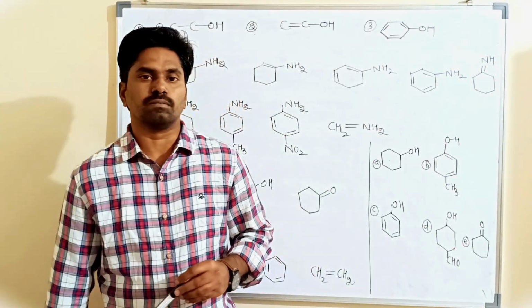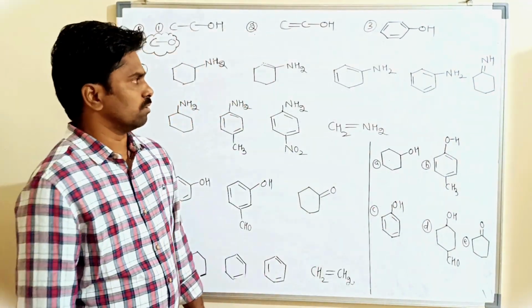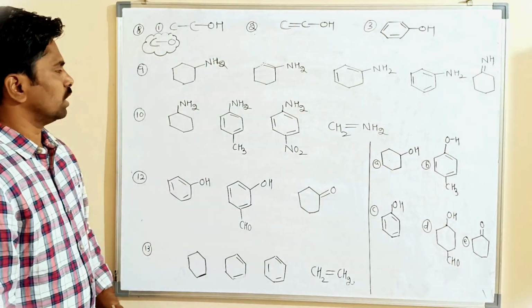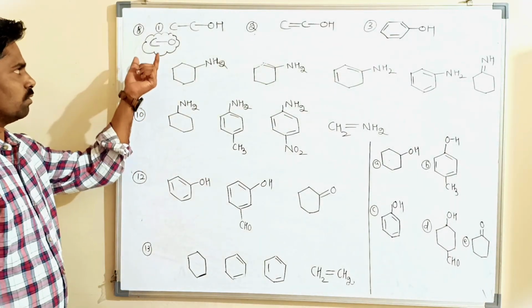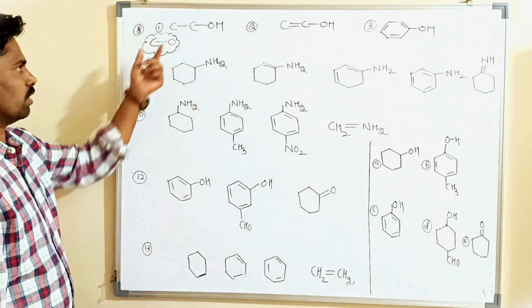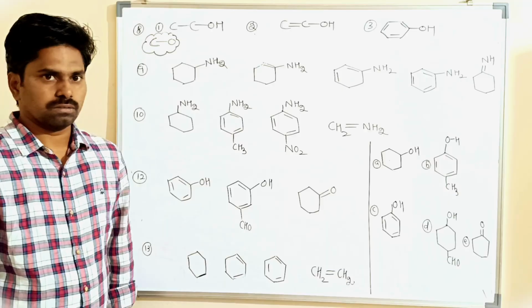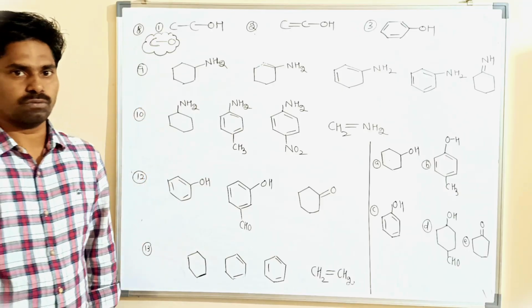Hi students, today in this session, I have given some examples based on bond length. Here in the question, we have to find out the bond length between carbon and oxygen in the given three options, which has the more bond length between the carbon and oxygen. So we have to find out.